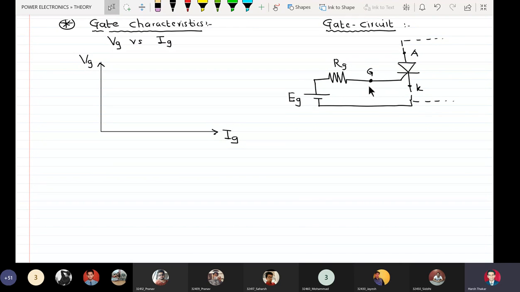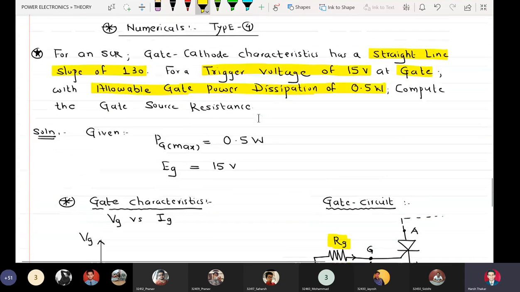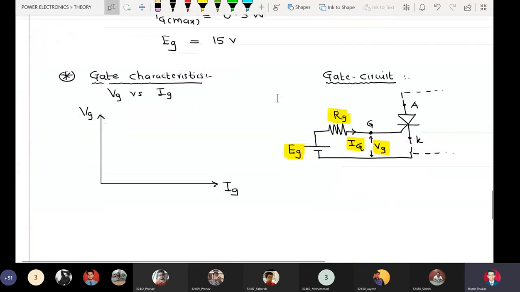Students, please note that this is called VG and this is called EG. So the difference is this. This is my gate voltage VG and this is my gate current. Understand these things. In the gate circuit, this is my gate trigger voltage EG, this is my gate to cathode potential VG, this is my gate current Ig, and this is the gate resistance Rg.